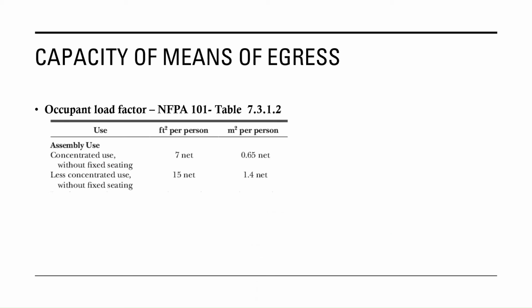Now, before we calculate the capacity, we must first understand the occupant load. The occupant load is the number of people assumed to occupy a space. It is calculated by dividing the floor area by the occupant load factor, which depends on the use of the space. One of the common questions is which factor can I use?